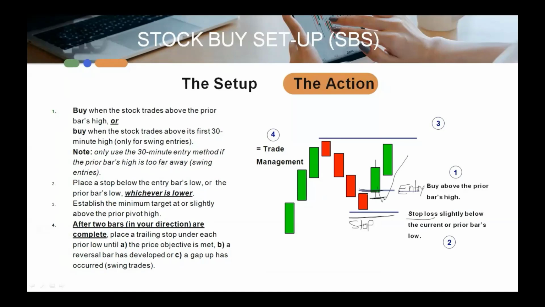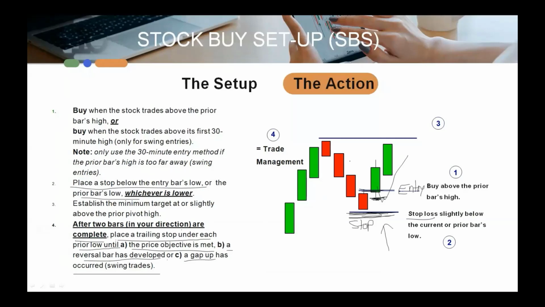So this red bar getting taken out, that green bar is going to be the entry. Back above this prior bar's high, red, match stage 2, stop below the prior bar's red bar. So this is what this is talking about: place stop below the bar's low or the prior bar's low, which I just discussed. I like to do this one because I often find that that's a little bit too tight in most cases. After 2 bars go in your direction are complete, you could begin to place what's called a trail stop under each bar's low until the price objective is met, or a reversal bar has developed, or a gap up has occurred for swing trades.